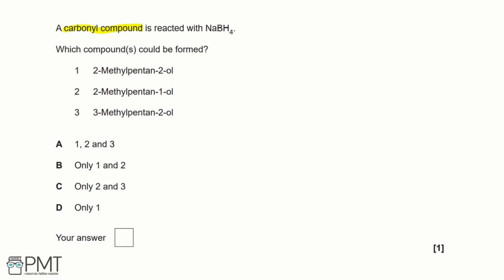Firstly, a carbonyl group is any compound with a carbon double bond oxygen present, and NaBH4 is a reducing agent, so it would convert this carbonyl group into a COH group, so an alcohol group in other words. And looking at our compounds we've been given, they're all alcohols, so at a glance they're all possible. Now we need to look in more detail and draw the carbonyl compound that would react to form these organic products. So 2-methylpentan-2-ol, drawing this, we're going to replace the OH group with a carbon double bond oxygen.